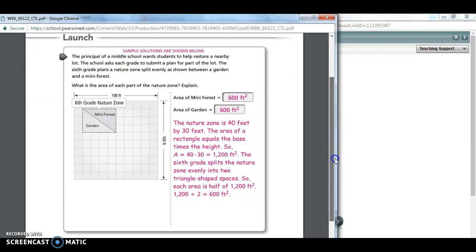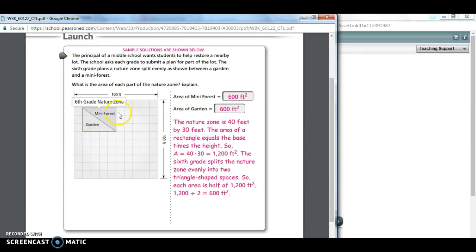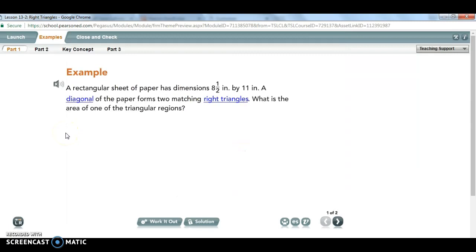So the area can be found by taking your length times width and dividing by 2. If you want to pause the video and read through this, it will explain it in a little bit more detail. Now we're moving into part 1.